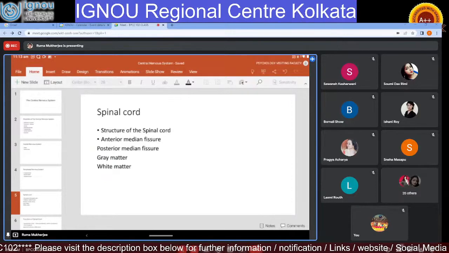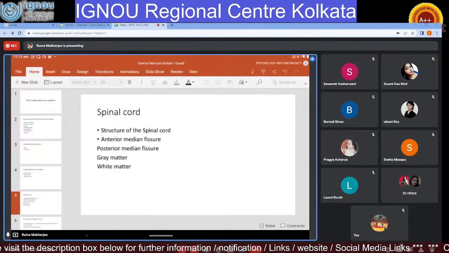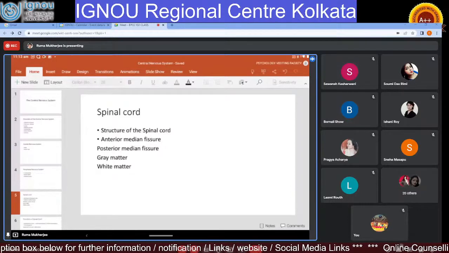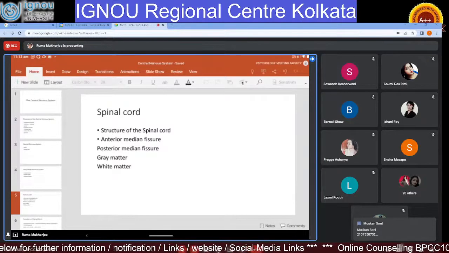So the pair of nerves, one is attached to the left side of our body and the other is attached to the right side of the body. That means the left one controls the left portion of our body, and the right pair of nerves controls the right portion of our body.